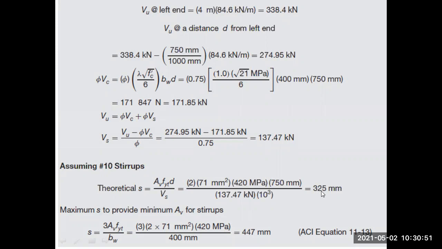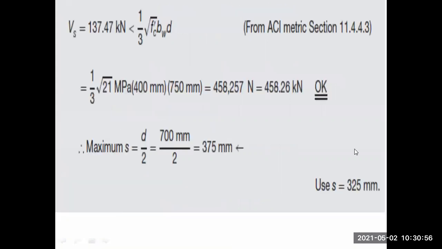So, coincidentally, the theoretical one, was it equal? No, it's not equal, sorry. The theoretical one is less, so we decide on the theoretical spacing. 375 is greater than the theoretical one that we have calculated, 325, so we decide on the 325, which is the least. That would be the spacing for the stirrups.